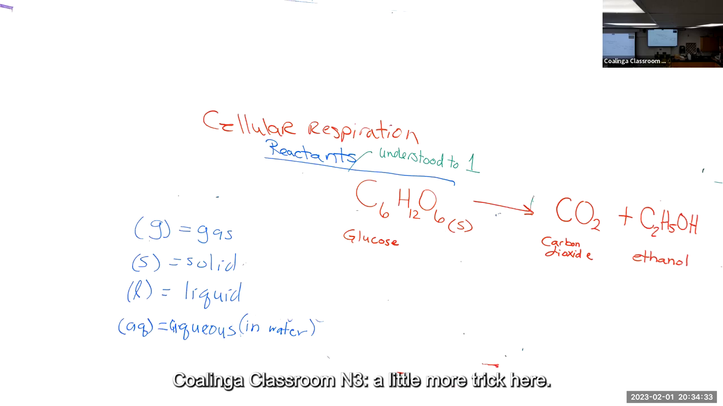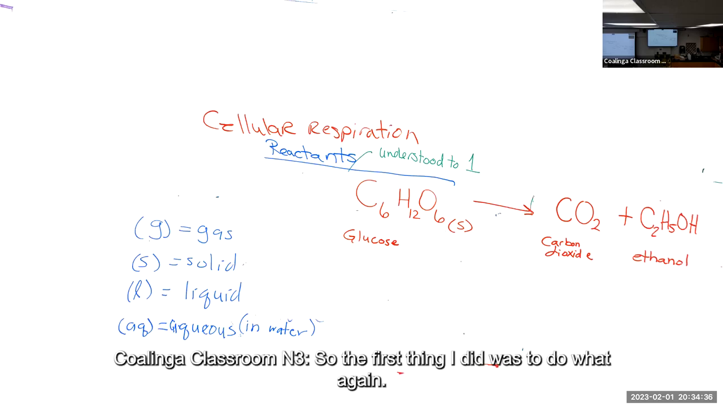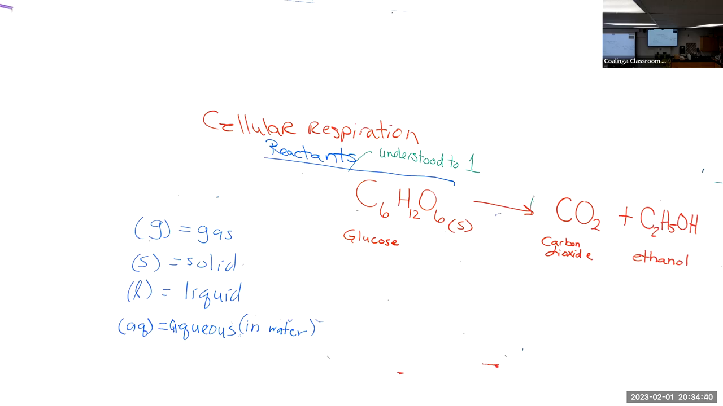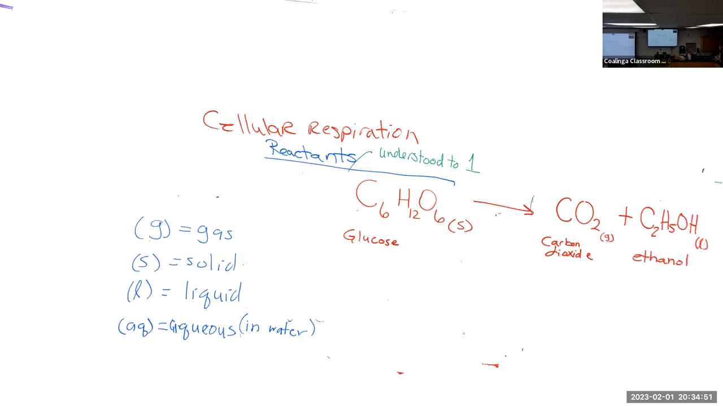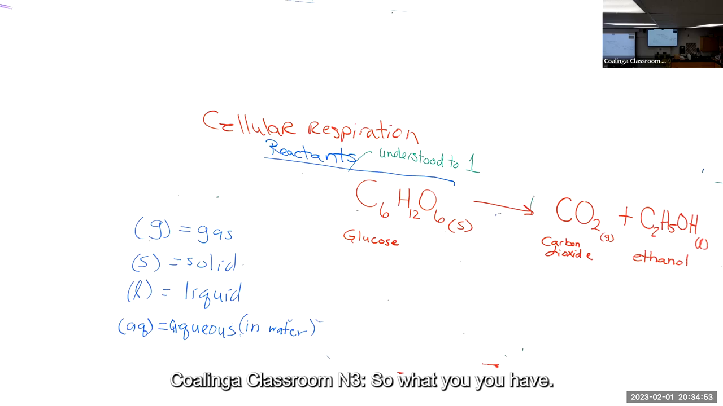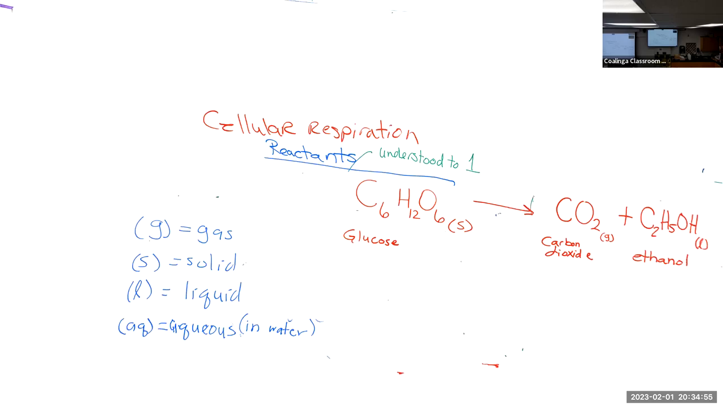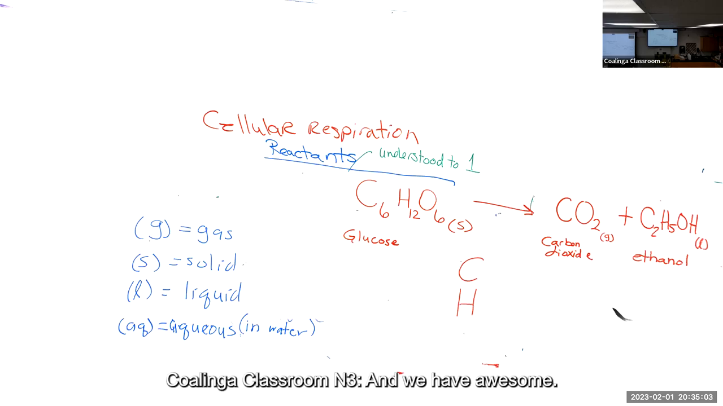We're going to go through the same process. This is going to be a little trickier. What was the first thing I did after we had the chemicals? Label which ones I have. So which ones do we have? We have carbon, hydrogen, and oxygen.